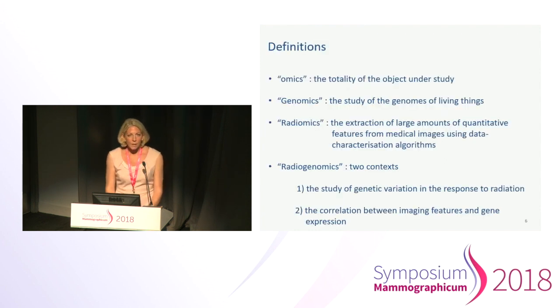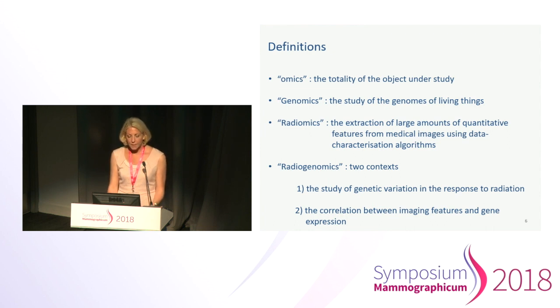So there are many different terms used in this era of big data analysis and artificial intelligence. So just to clear up any confusion or misinterpretation, I think we'll go over a few definitions. The term omics refers to the totality of the object under study, so the study of large comprehensive biological data sets. The term genomics refers to the study of the genomes of living things, so looking at DNA sequencing and genetic mapping and putting this into large databases.